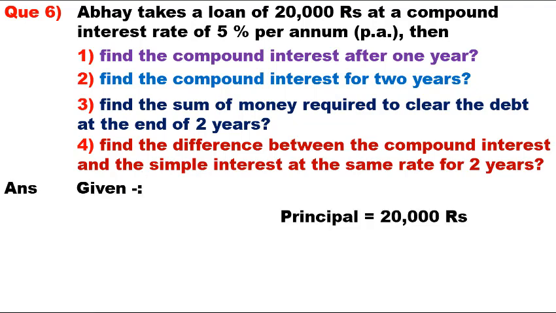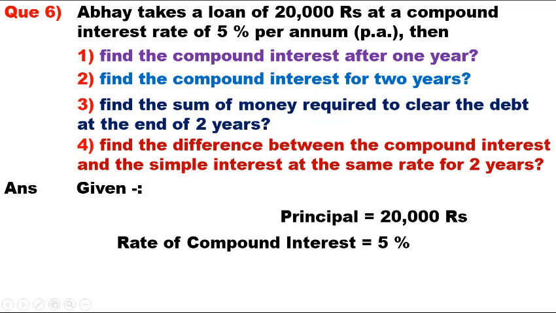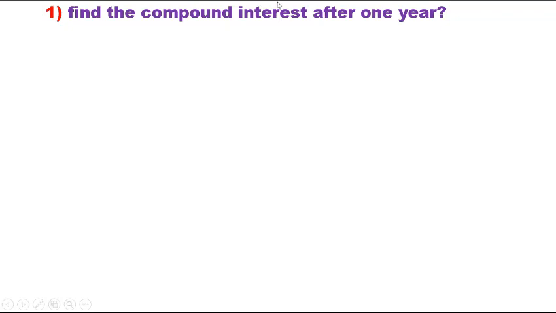Answer. Principal is equal to 20,000 rupees. Rate of compound interest is equal to 5%. First, find the compound interest after 1 year.